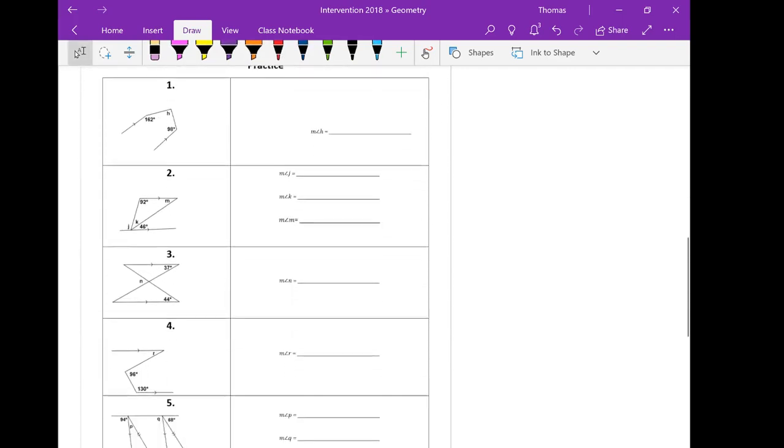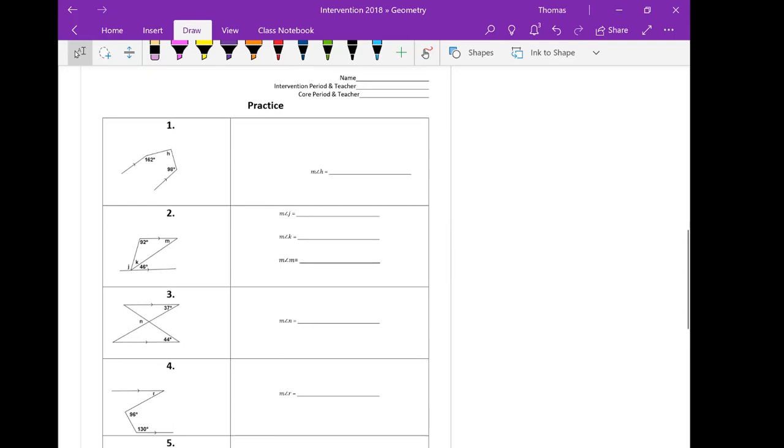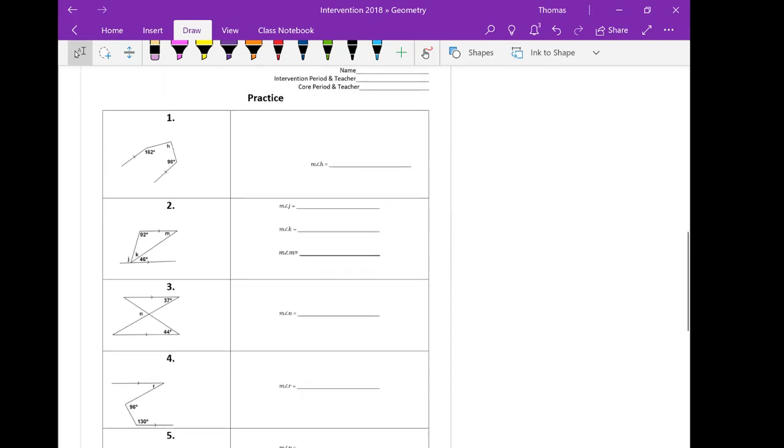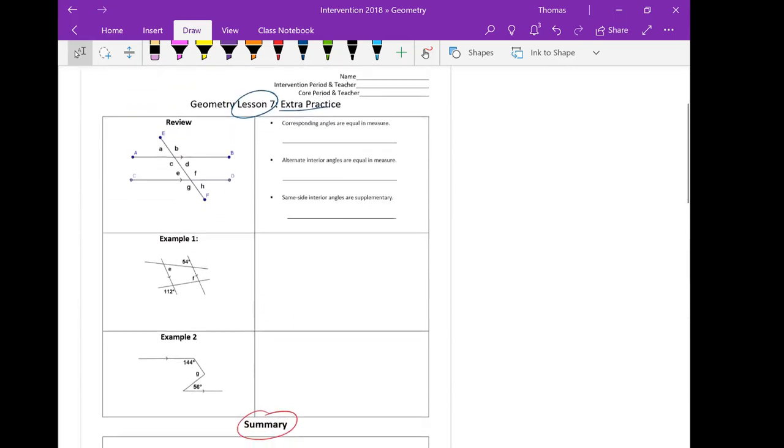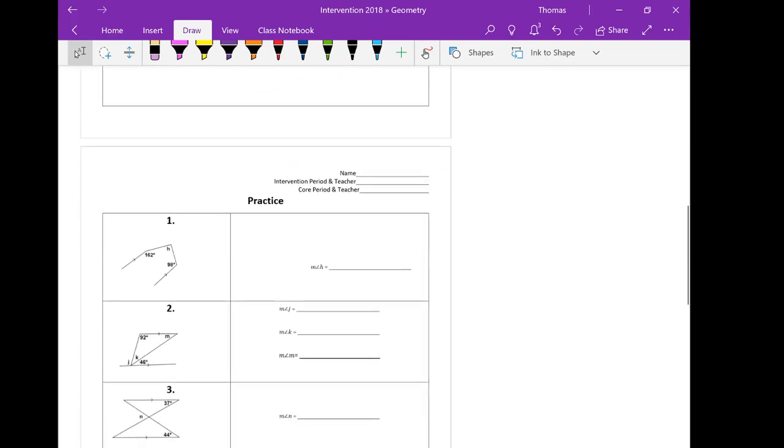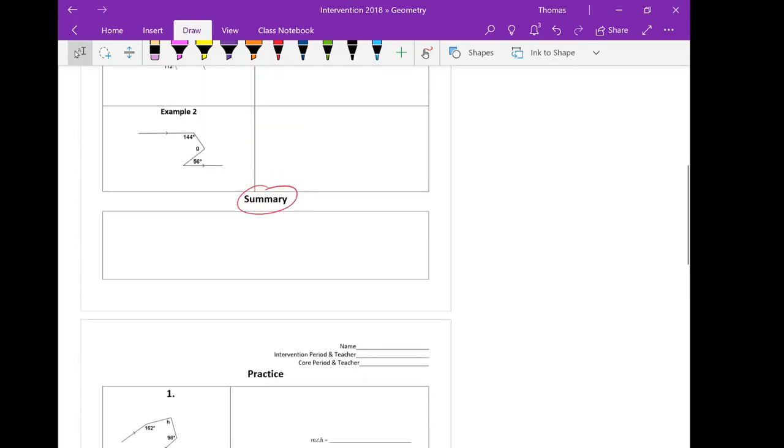And then you'll have 5 or just a handful of practice problems that you can work on using the notes that we covered in class, using your other peers in your intervention class, and also using your intervention teachers to answer questions. So that's where we're headed with this.